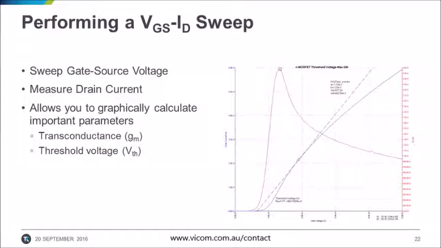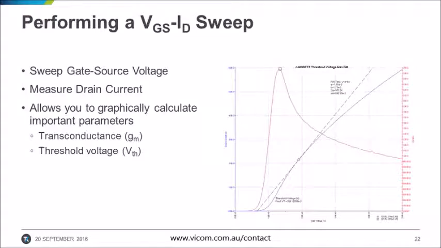In a VGS ID test, we hold the drain at a constant voltage with respect to the source, sweep the gate source voltage, and measure the drain current. The blue plot in this image shows very well how a FET can be used as a voltage-controlled current source. Varying the gate voltage while holding the drain voltage constant produces an important characterization curve. This measurement also allows us to graphically calculate the threshold voltage by extrapolating a line tangent to the curve and finding its zero intercept.